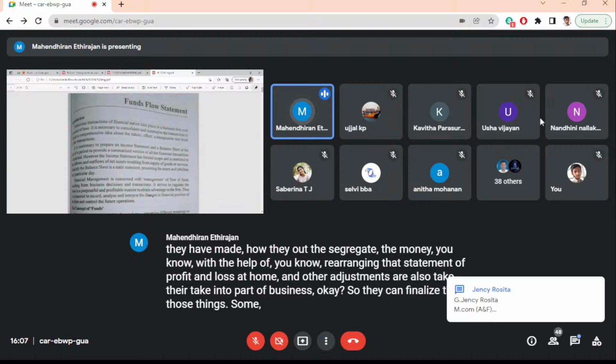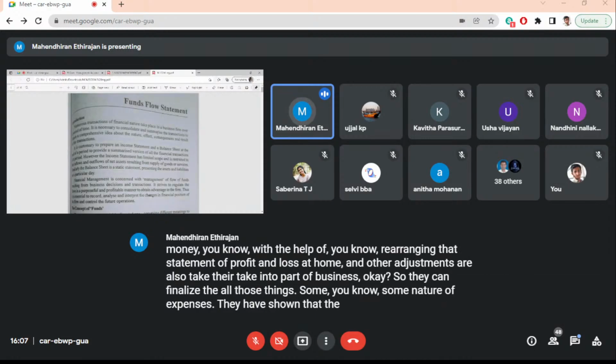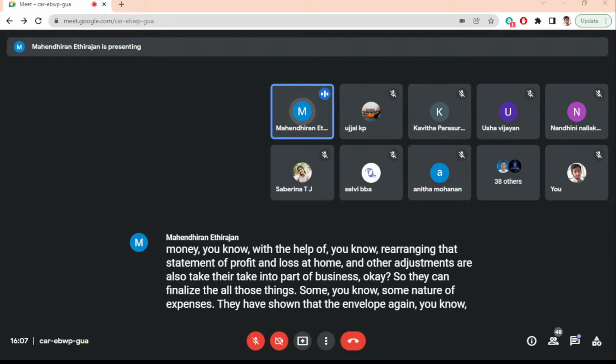Some nature of expenses they have shown in that P&L account. Again, add net profit and find out the funds from operation. That means the actual amount held by the company. Okay, so these are the basic things. Funds flow statement: the theoretical part you have to go through in your textbook. Accounting Standard AS 3, we should follow that.